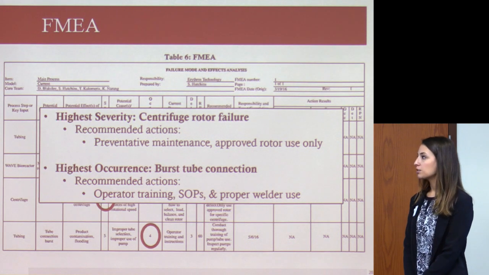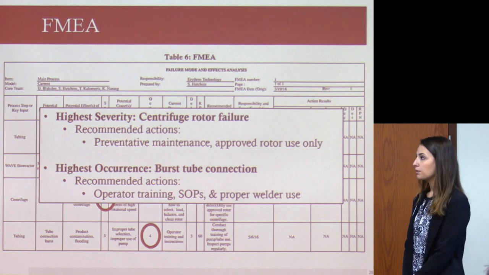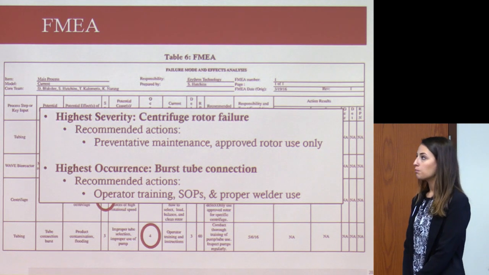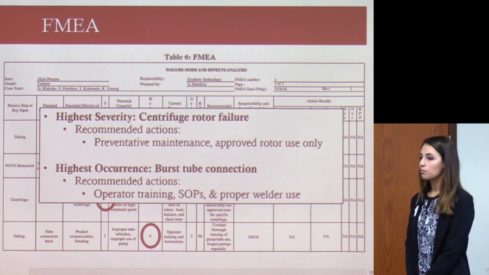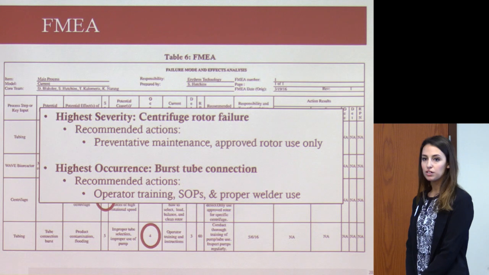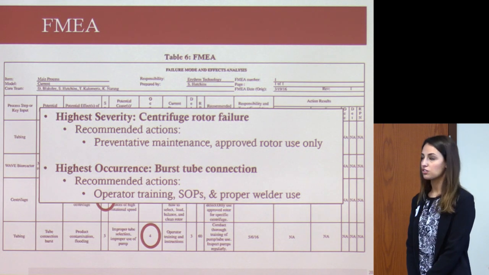And the highest occurrence that we predict would be from a burst tube connection. So as Danica described, each process is its own batch process, and then a peristaltic pump will be used to pump the fluids through tubing after sterilely welding them. So if the incorrect sterile tube welder or pump is used incorrectly, then this could result in a burst tube, which would be hazardous for our operators.